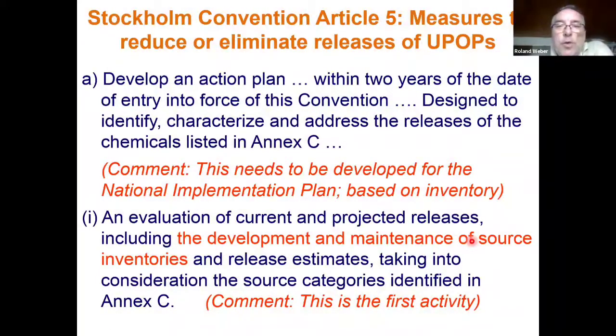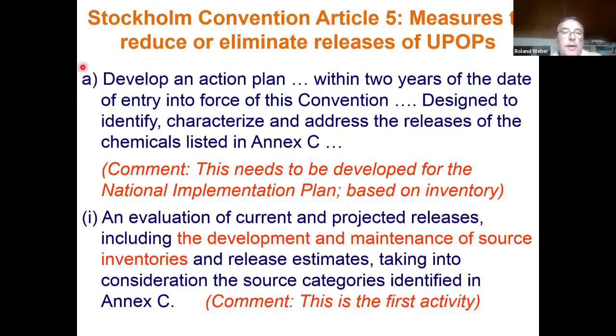When we look to the Stockholm Convention, Article 5, on measures to reduce or eliminate releases of unintentional POPs, Article 5 says in paragraph A, develop an action plan within 2 years of the date of entry into force of the convention, designed to identify, characterize, and address the releases of the chemicals listed in Annex C. So this needs to be developed for the national implementation plan, and this is based on the inventory.